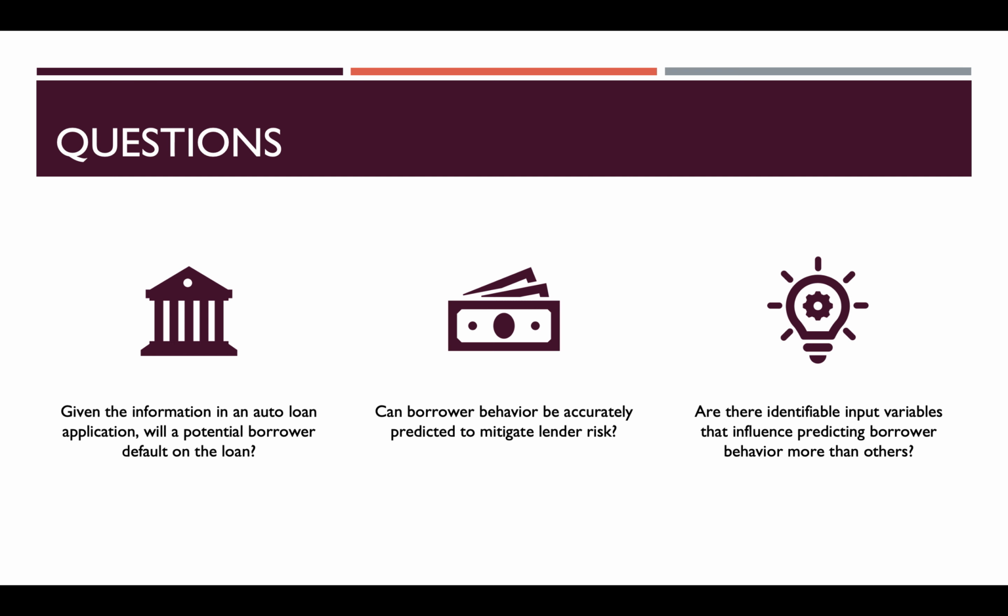One question to answer is whether the information collected on a loan application will be able to predict borrower behavior to a satisfying degree. And finally, number three, even if we don't come up with the perfect model in this iteration of modeling, can we at least determine which variables seem to predict the target the most for future modeling?